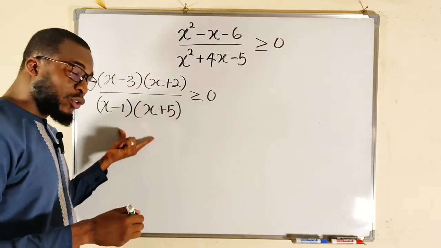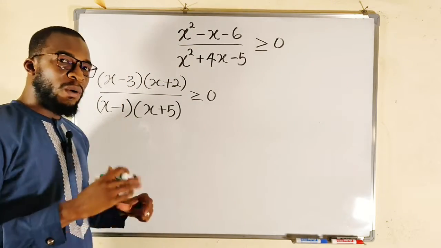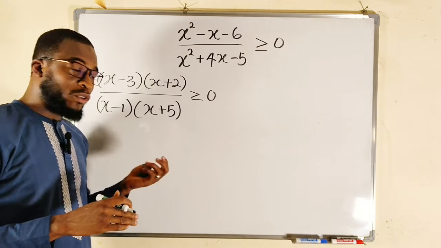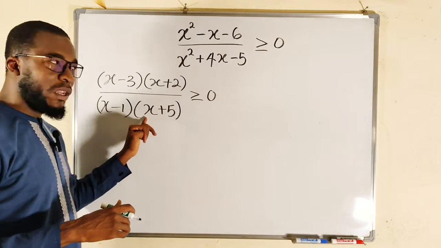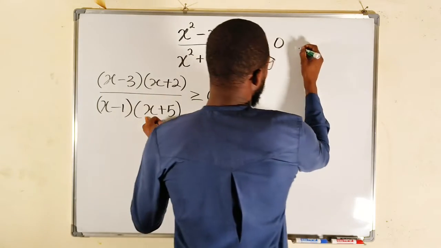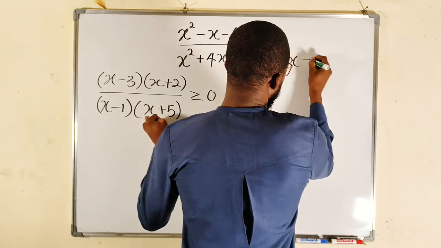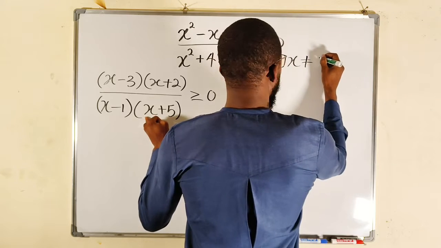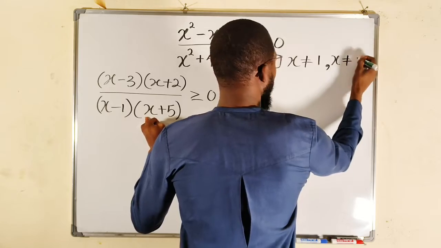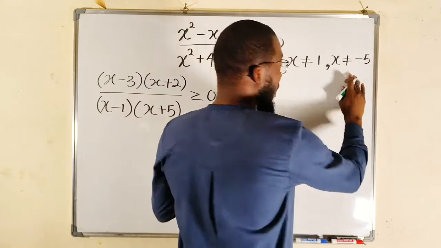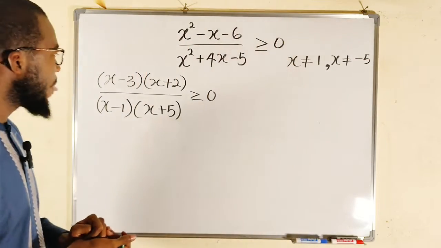Remember, I told you the bottom cannot be equal to 0. And what are those values of x that can make the bottom to be 0? They are +1 and -5. So let me bring them here. x cannot be equal to 1, and x cannot be equal to -5. Talking about domain. So let's continue.